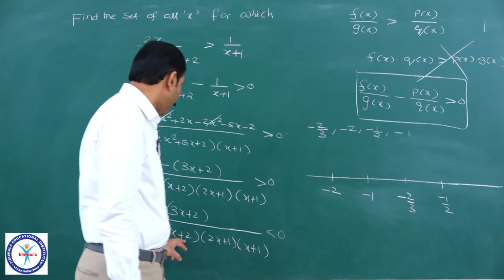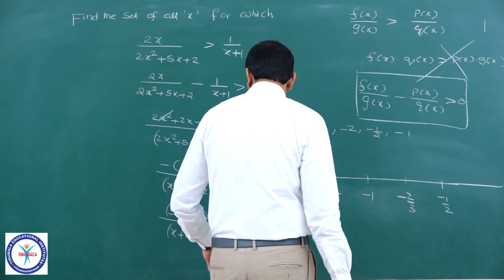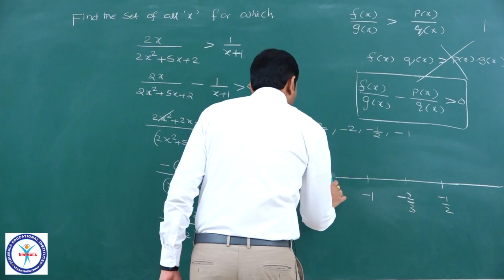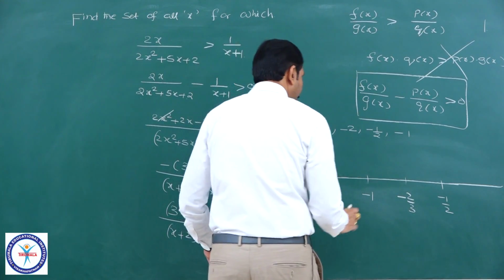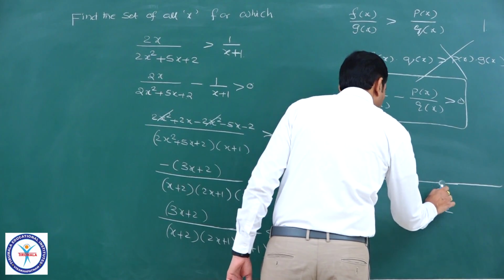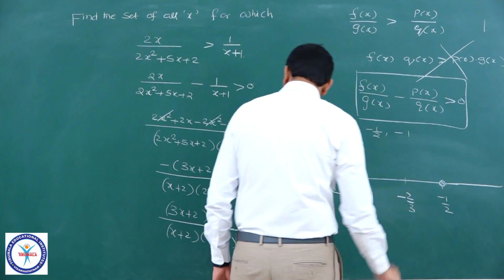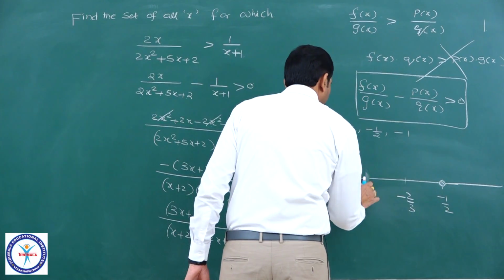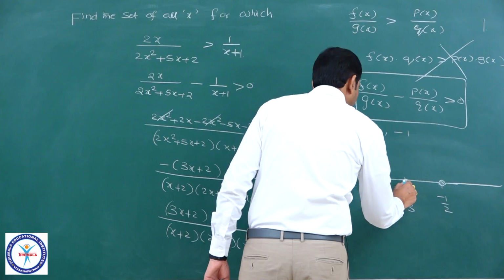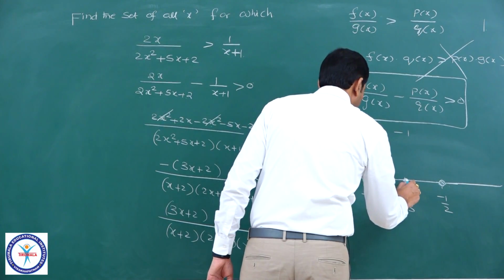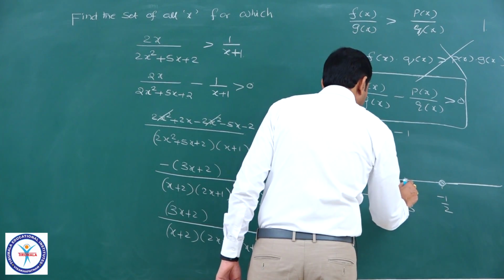Of course, we keep open circles: x equal to minus 2, here it is an open circle; minus 1 by 2, here it is an open circle; and next minus 1, here also it is an open circle. And it is a double circle, a dark circle, and it is a dark circle.